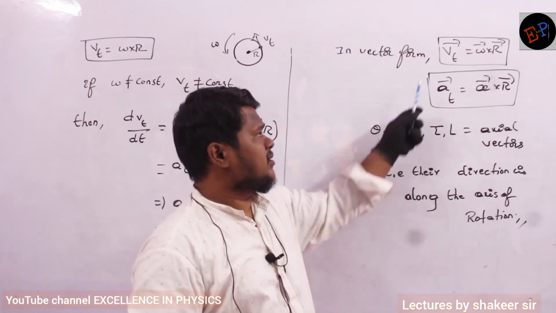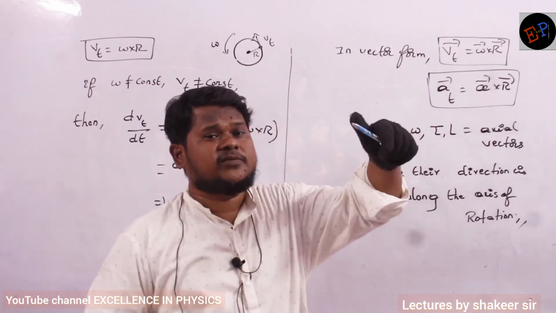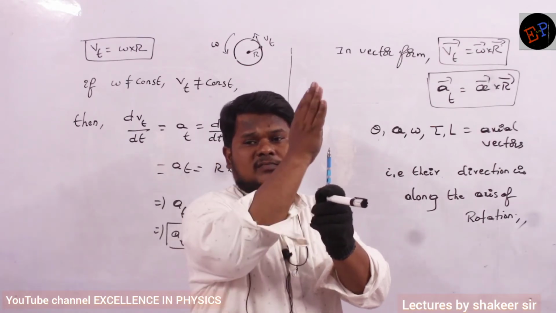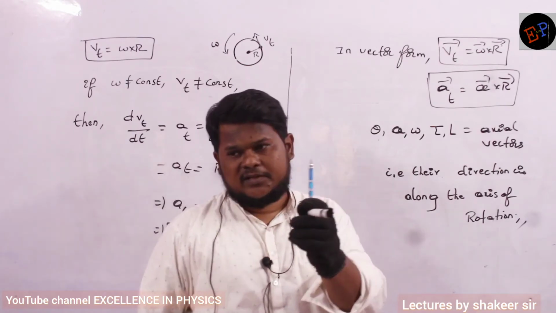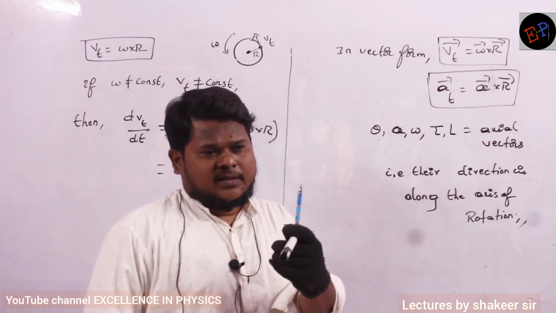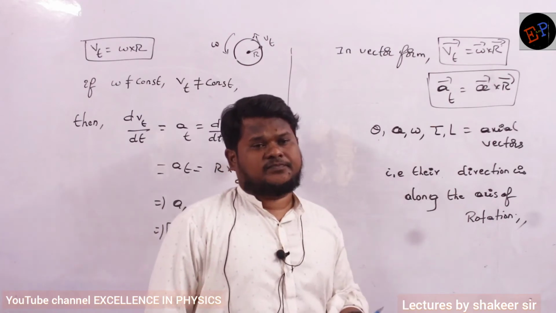Now can you say the tangential speed is in which direction? Is it present above the axis, on the upside or on the downside? Which side? Upside. How can you say?